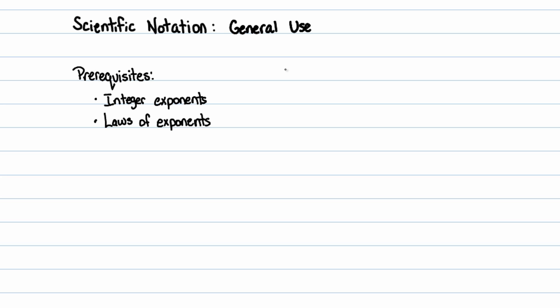Now, in my opinion, these are the more entertaining examples that we can do in a math course because there's just a lot of obscure and also absurd examples you can perform using scientific notation. A couple things you'll need to have prior to getting into this section. You need to know everything about integer exponents, including negative exponents and zero exponents, as well as the laws of exponents. Those two things down, let's start getting into this.